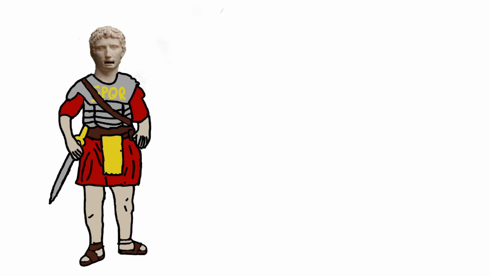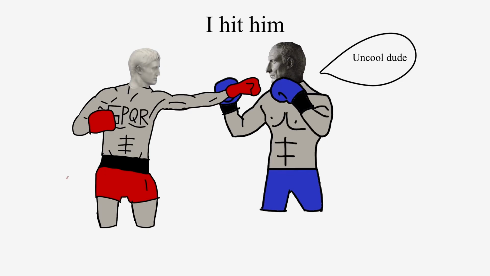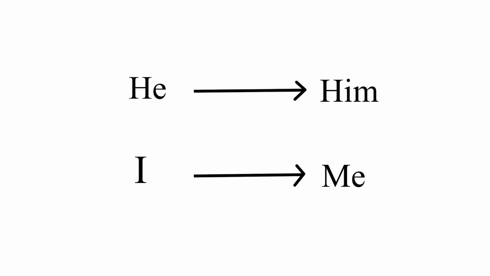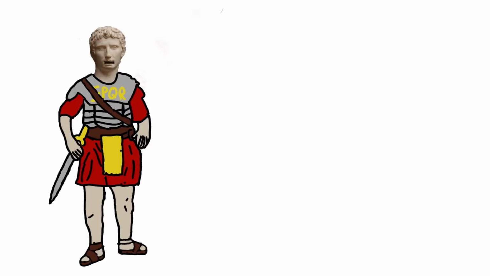For example, let's use the sentence, I hit him, and then let's take the sentence, he hit me. Essentially, both these sentences contain the same two words, he and I, but depending on who is carrying out the action and who is the subject of the action, the words change from he to him and I to me. That's really all there is to know about cases.